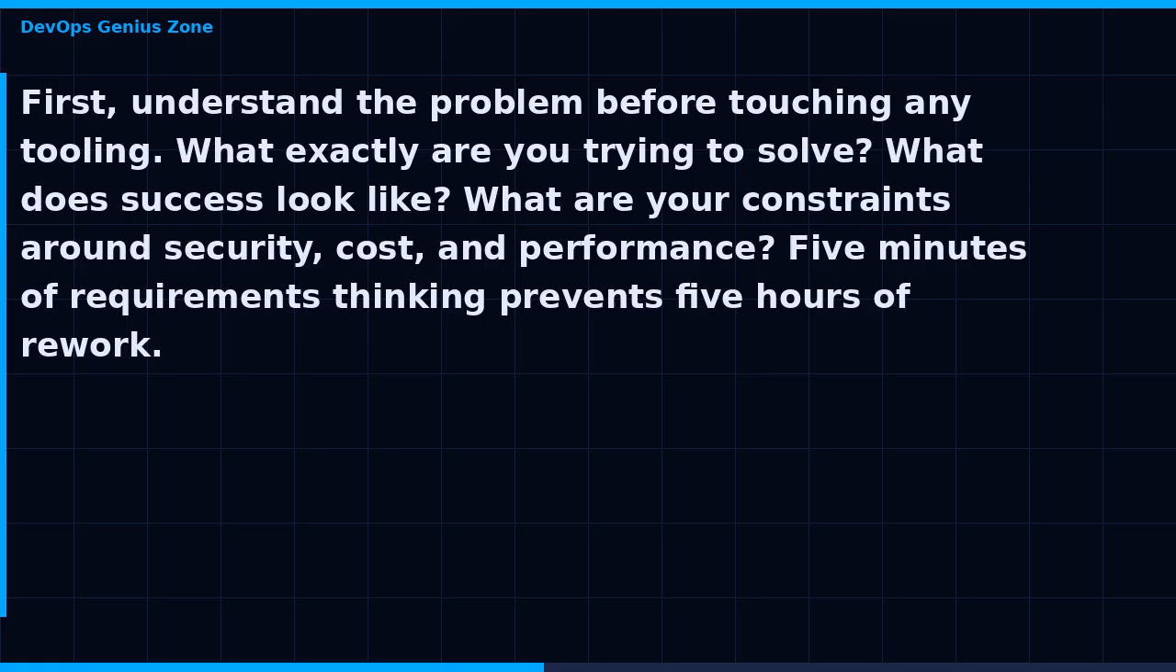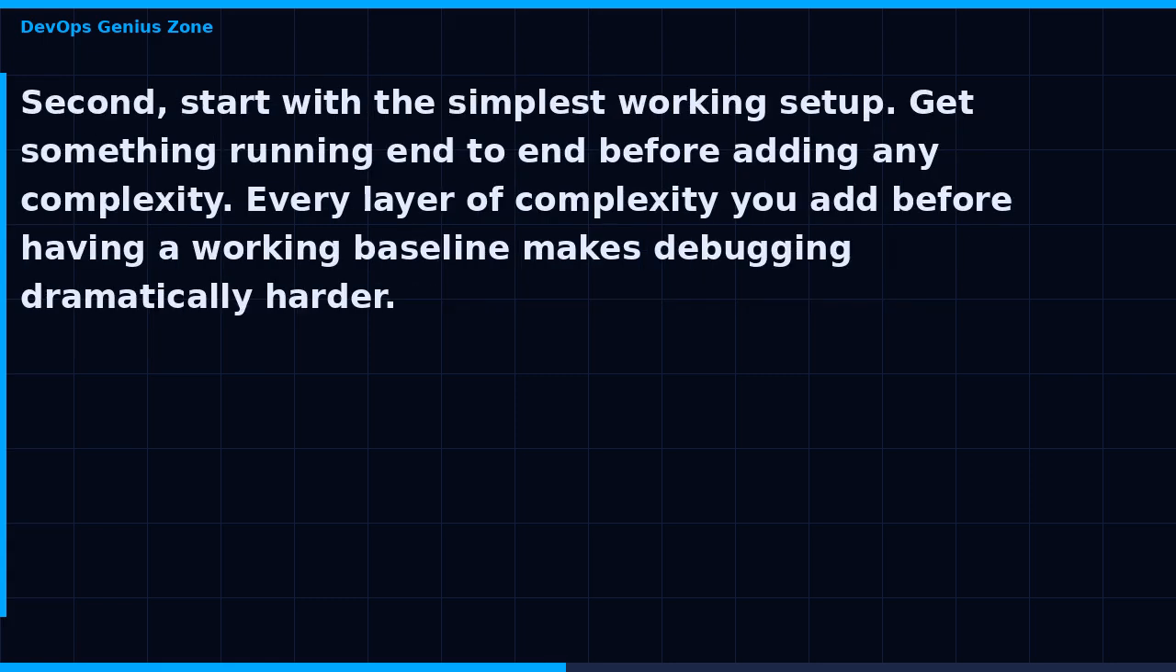Third, version control every single thing from day one. Every configuration file, script, and infrastructure definition goes into Git with meaningful commit messages. This creates history, enables code review, and makes rollbacks trivial.